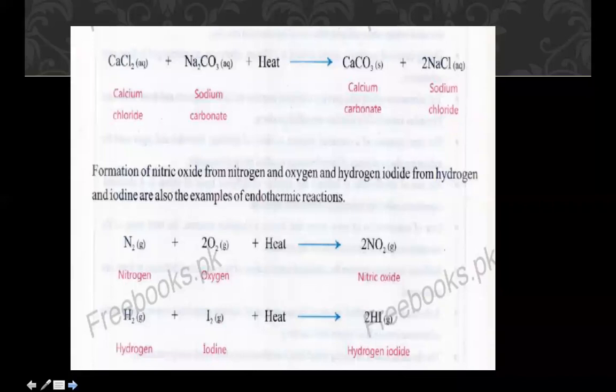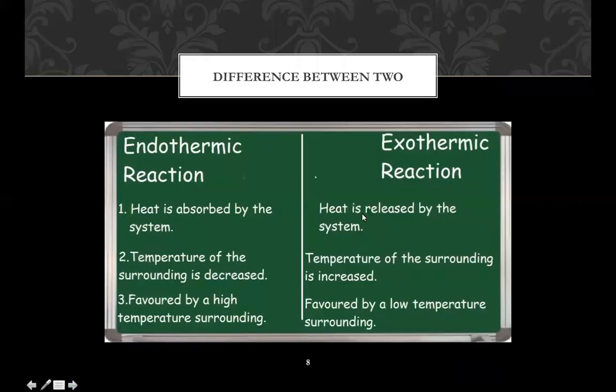Now we are moving towards the difference between the two. In endothermic reactions we saw that heat is absorbed by the system, and in exothermic reactions heat is released by the system. In endothermic reactions you observe that the walls of the beaker were getting cold, so the temperature of the surroundings is decreased because heat is involved in the chemical reaction.